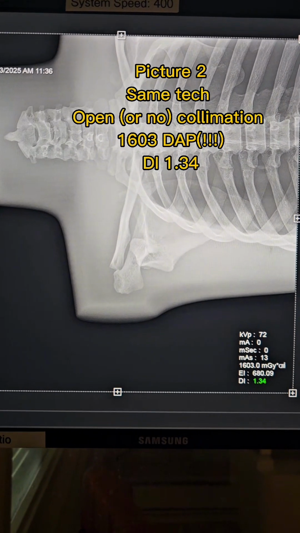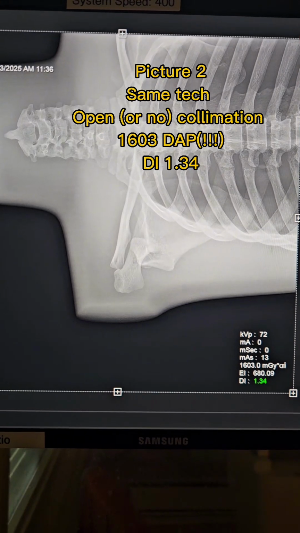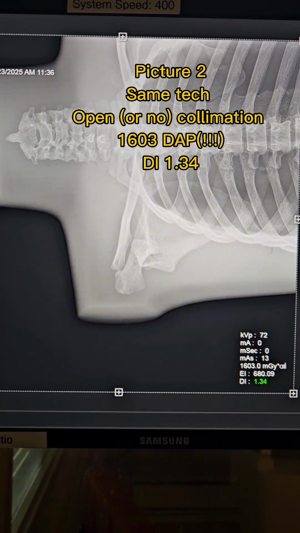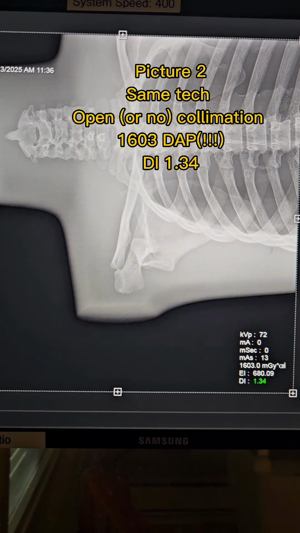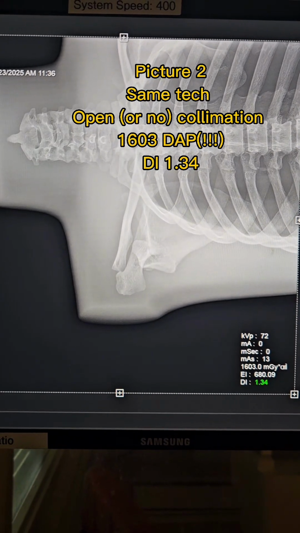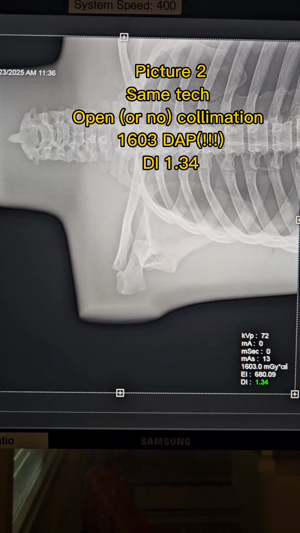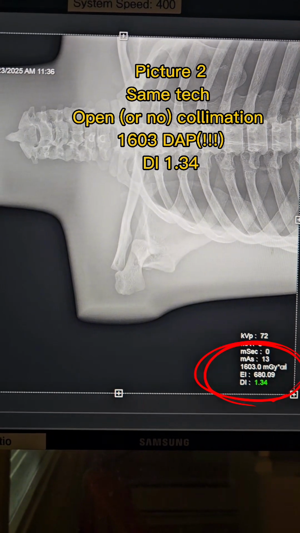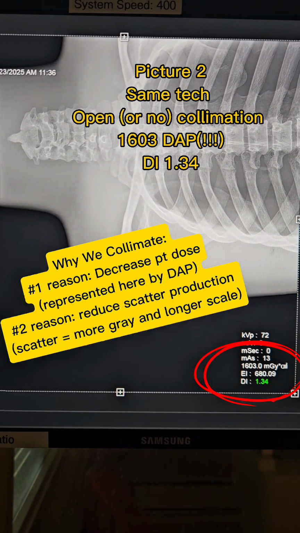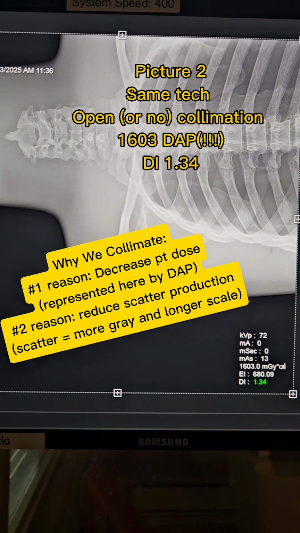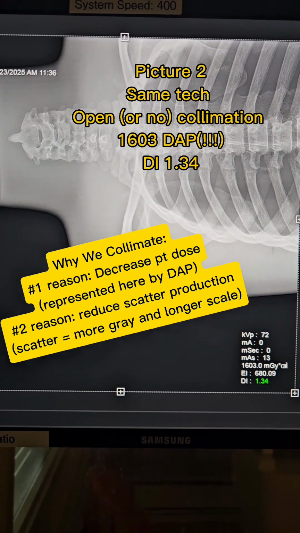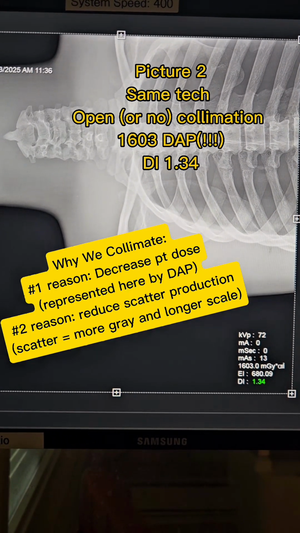No one ever really says to decrease collimation. They usually say to open your collimation, but it's the same thing. It means to remove the collimation and create a larger field of view or light field. Now, removing collimation is going to have the same effects on the person and the image. One, it's going to be a lot more dose to the patient, and DAP is going to represent this. And two, it will reduce contrast, making it a lot more gray or longer scale.